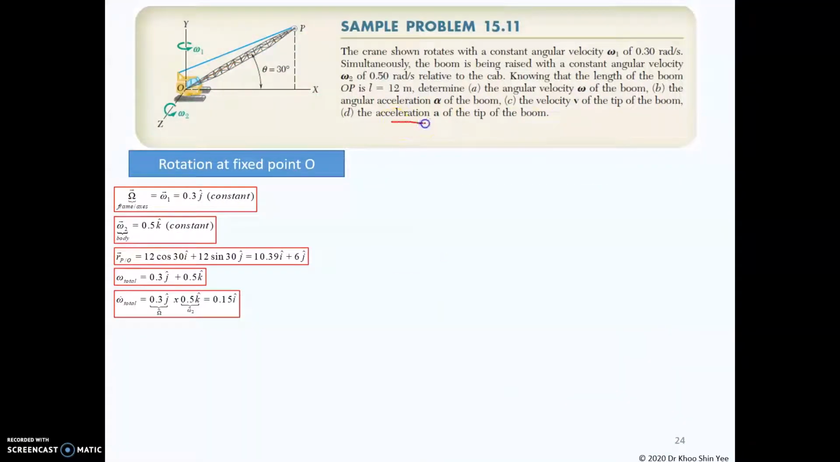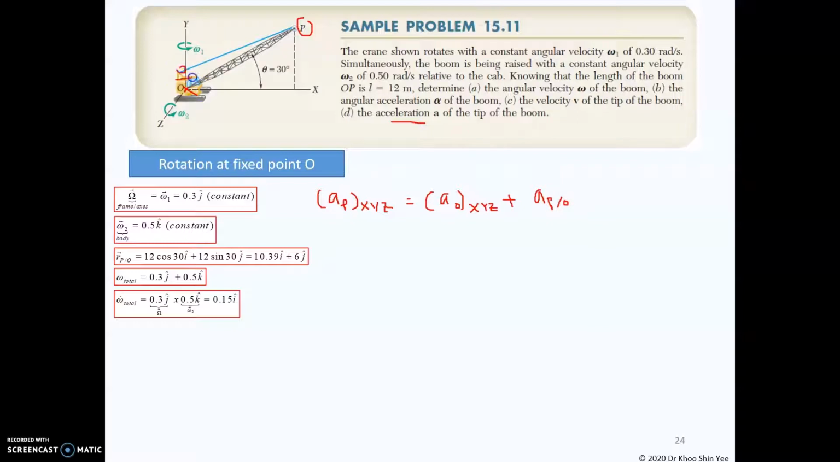Lastly, you want to find the acceleration a of the tip of the boom, which is at point P here. So the acceleration at point P that is measured with respect to the inertial frame will be equal to the acceleration at point O here with respect to the inertial frame XYZ plus the acceleration at point P measured with respect to point O.